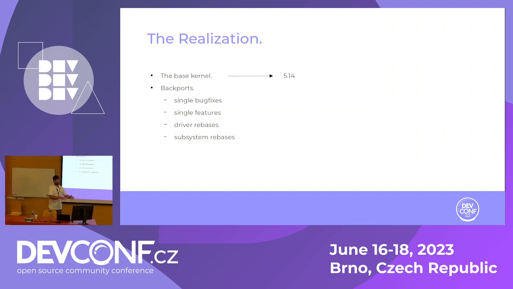And that ranges from single bug fixes for simple stuff, single features, to large rebases of all drivers and whole subsystems. So for example, for you to know what I'm talking about, the XFS file system is up to the upstream kernel 6.0. The USB subsystem, all drivers, the core, everything, is on par with upstream 6.2. You know, the latest kernel release upstream is 6.3, so this is pretty new.